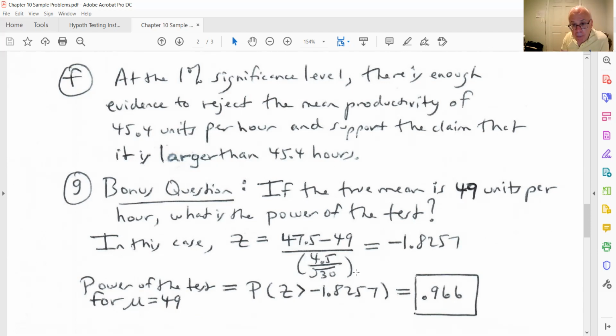So when we calculate the z, we get negative 1.8257. And then we want to find the probability that z is greater than that, and that's 0.966. You're correct. How did you do with that one?